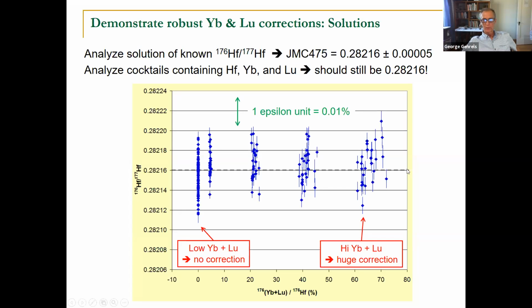And now what we're going to do is we're going to take some of that JMC475. It plots right here on the x-axis. And so here's just a set of data from one session.